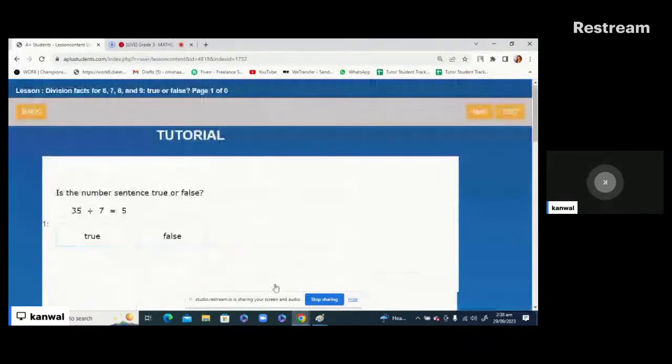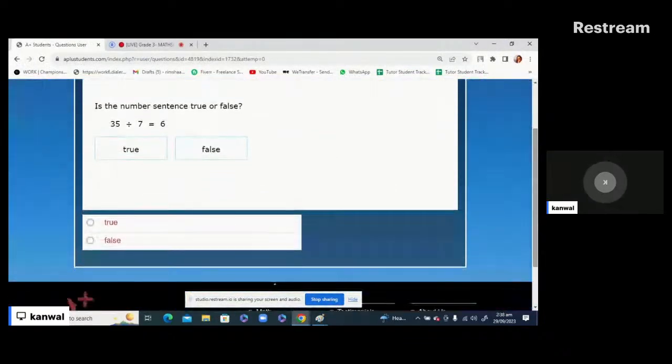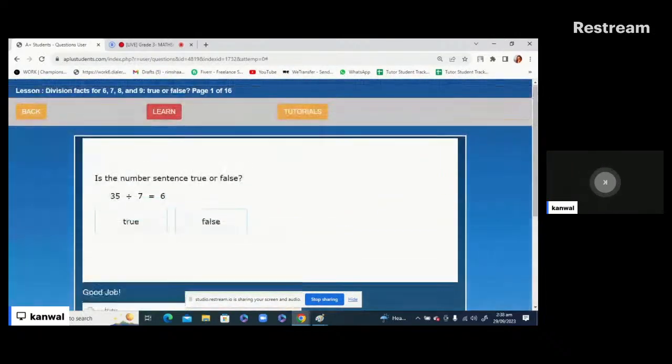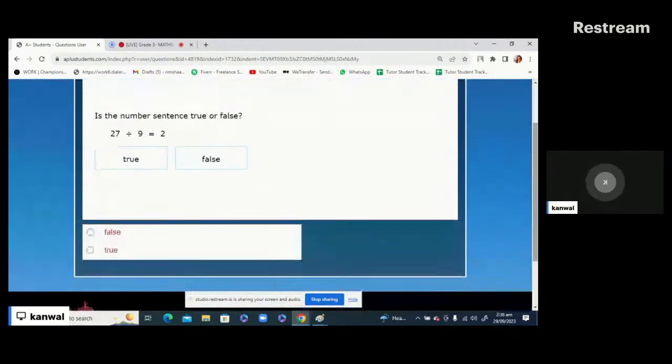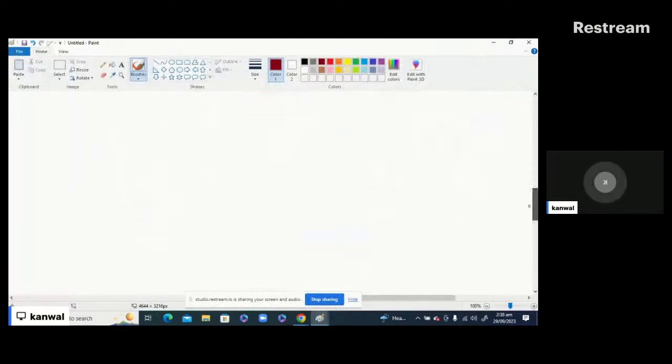Now let's do some test questions for that. The first question is the same. That is false. Alright, now solve it. Okay, let's do the next. 27 divided by 9, that is 2. When we divide 27 by 9, and here they've given the answer as 2. Is that true or false? Anyone able to answer me? Is that question true or false?